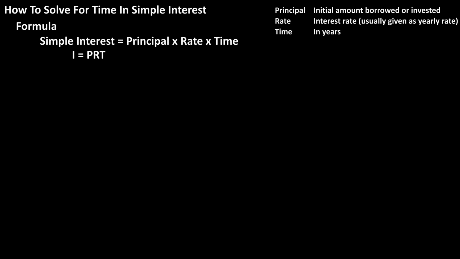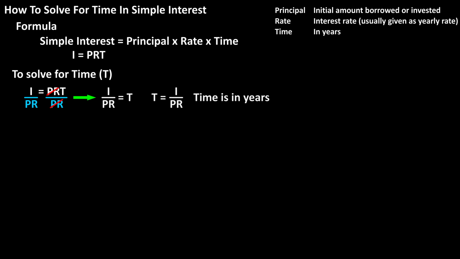The formula for calculating simple interest is interest equals the principal times the rate times the time frame, which can be written as I equals P times R times T, or I equals PRT. If we want to solve for time, we can modify this equation by dividing both sides by principal times rate, P times R, and we get the formula time equals interest divided by principal times rate.